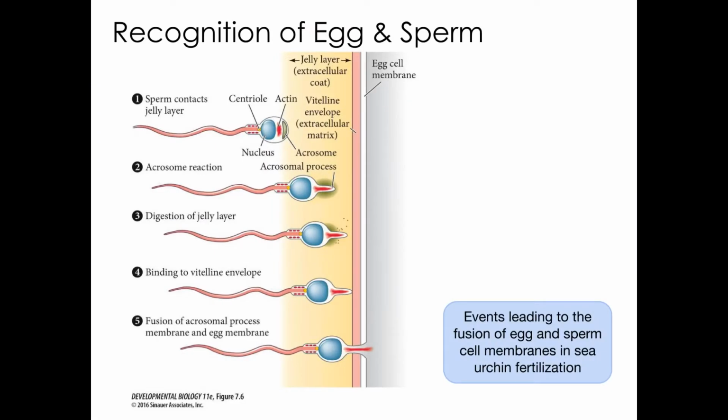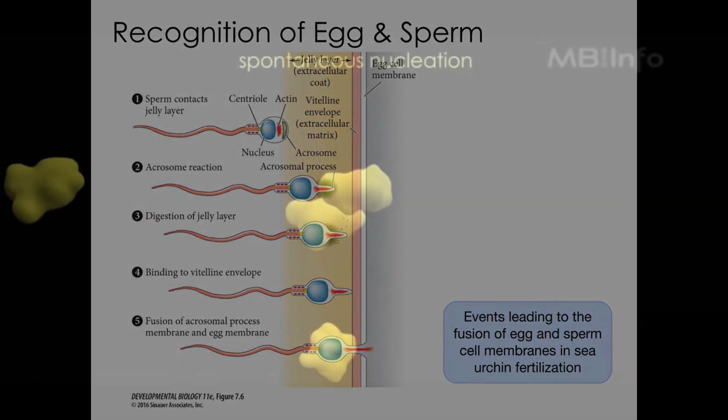In the sea urchin, chemoattractants activate and guide the sperm toward the egg jelly. Once the sperm reaches the egg and makes contact with the egg jelly, the acrosomal reaction is triggered. This results in the release of digestive enzymes from the acrosomal vesicle. In addition to the release of these enzymes, globular actin that is located under the acrosomal vesicle polymerizes into filaments, and it forms the acrosomal process.